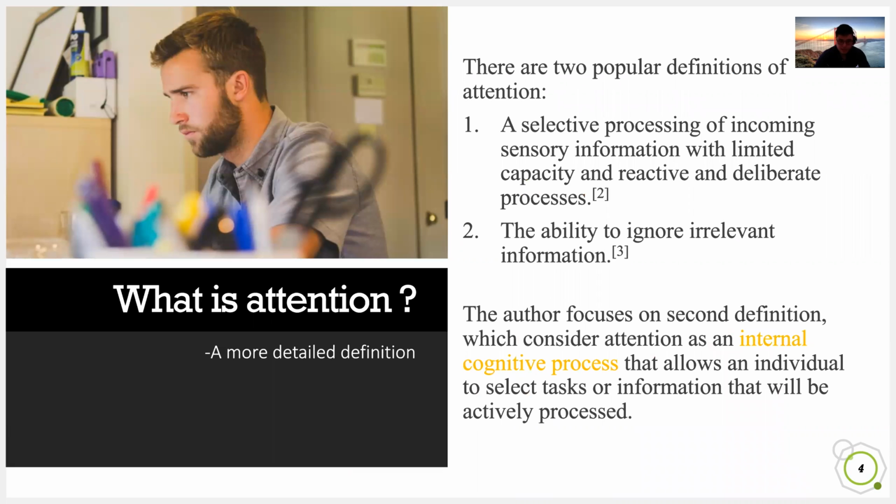So what exactly is attention? We think of attention as just someone focusing on something, but here we give a more detailed definition of attention in cognitive science. There are mainly two popular definitions of attention. The first one is a selective process of incoming sensory information with limited capacity, a reactive and deliberate process. In this concept, the authors think of the human brain as a pool of buffers, and this buffer can only take a certain amount of sensory information, such as light, vibration, or sound. And the second concept is the ability to ignore irrelevant information.